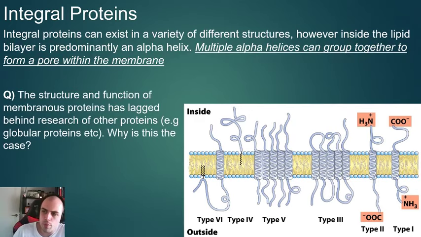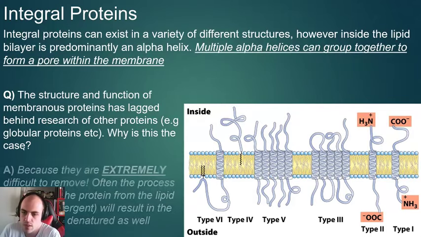Integral proteins can exist in a variety of different structures, and this makes sense because they have a variety of different functions. They can do various different things. However, inside the lipid bilayer is predominantly an alpha helix. It's predominantly that alpha helical spiral that's piercing through. We can have multiple alpha helical structures, depending on the integral protein. For instance, if we have multiple alpha helices, they can group together and form a pore, causing an opening in the lipid bilayer.